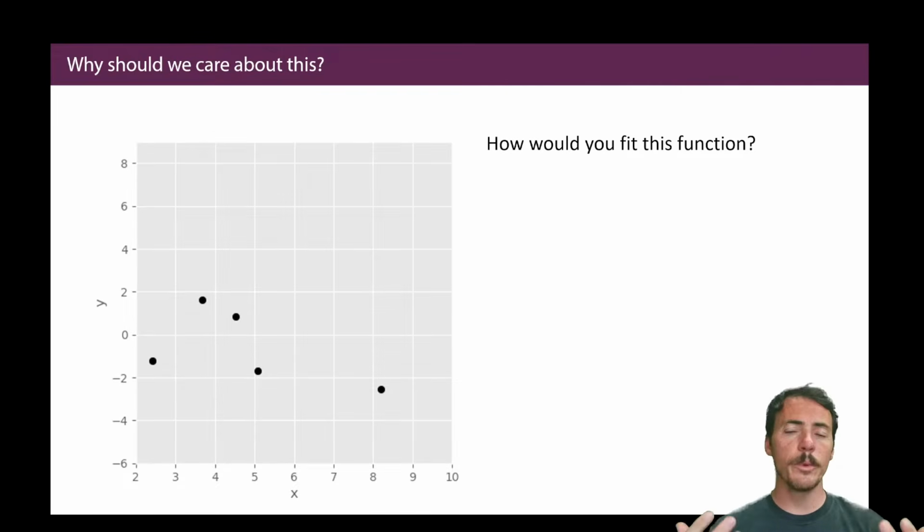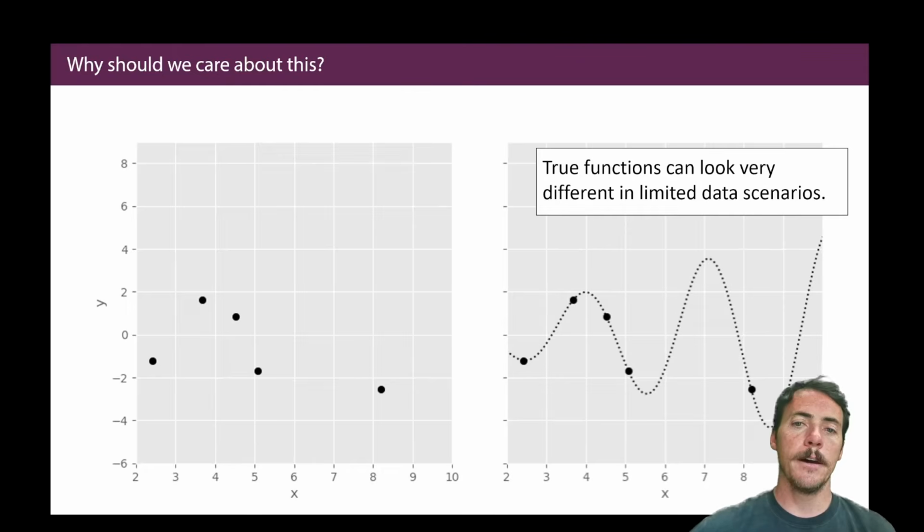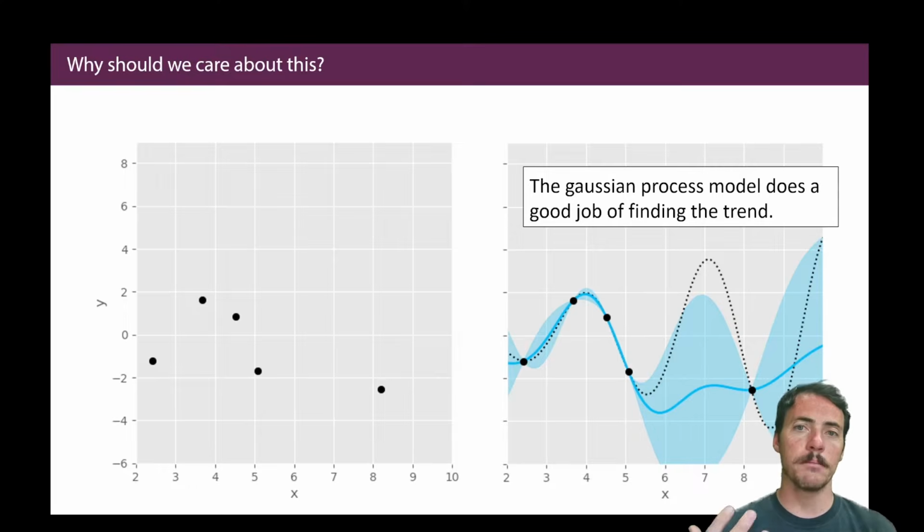That said, why should we care about this? Why didn't we just stick with naive Bayes or any of our other machine learning models? Maybe a good way to elaborate why these are so powerful is to ask, how would you fit this function? You have X and Y axes here, and you have a collection of data. How would you fit that? You could imagine all sorts of different ways. Maybe you try a linear fit or some sort of polynomial fit. The actual true function could look very different if you have limited data scenarios, and it'd be hard to figure that out. But a Gaussian process model actually does a pretty good job of finding trends in pretty complicated data, and I'll explain how it does in a moment.